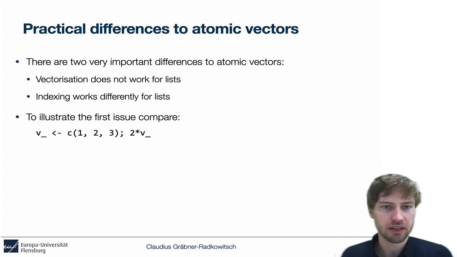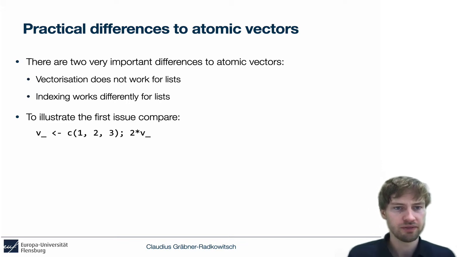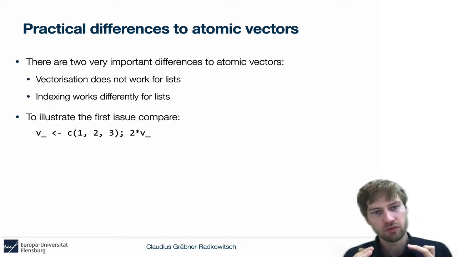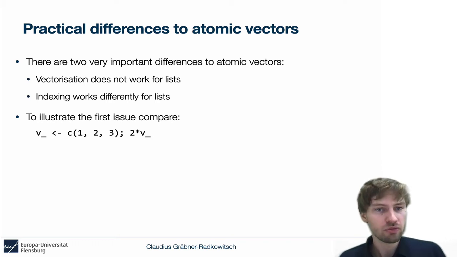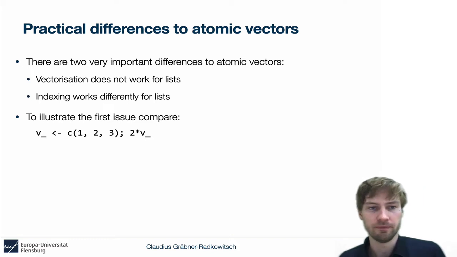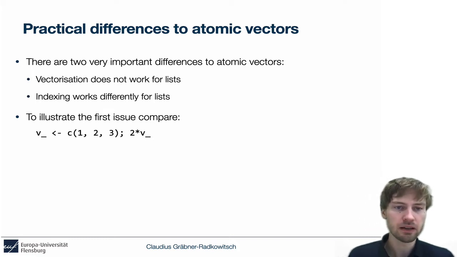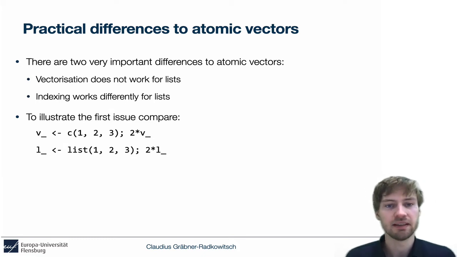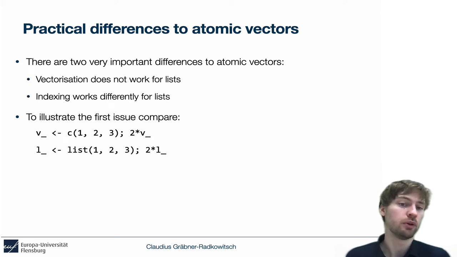This is something you could actually try out yourself. First, define a vector with the numbers 1 to 3. You want to multiply every element with 2, so you can vectorize this by writing 2 star name of the vector. But if you define a list with the same elements and you want to do the same vectorized operation on lists, you will see that this doesn't work.